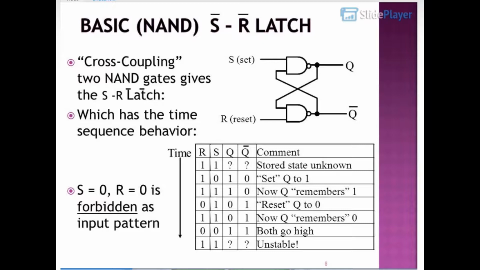Stored state unknown. Set Q to 1. Now Q remembers 1. Reset Q to 0. Now Q remembers 0. Both go high.